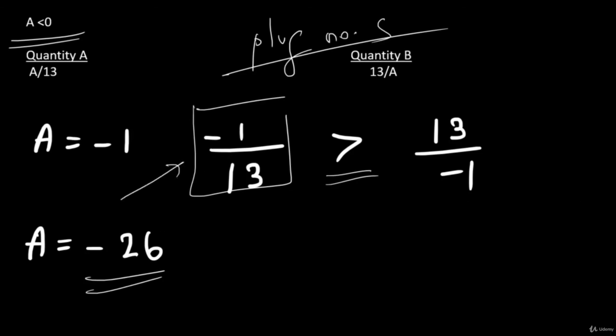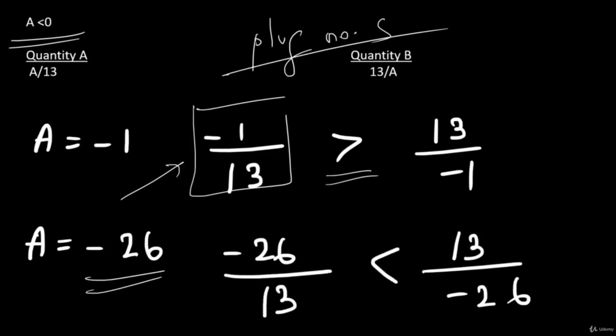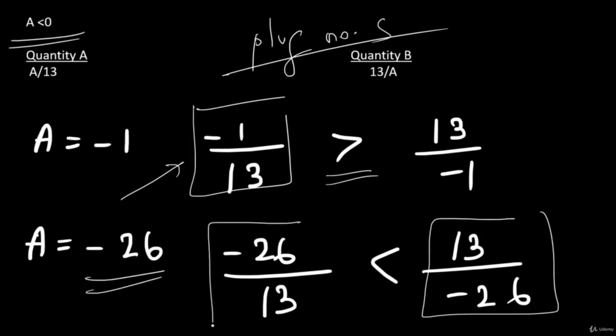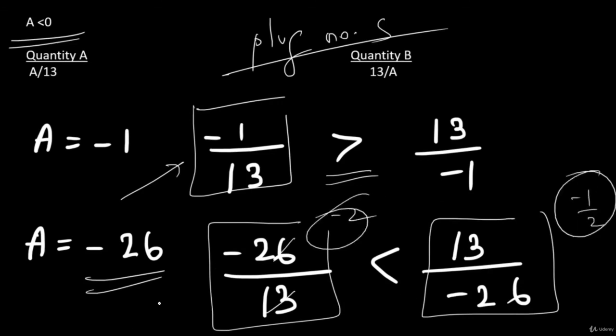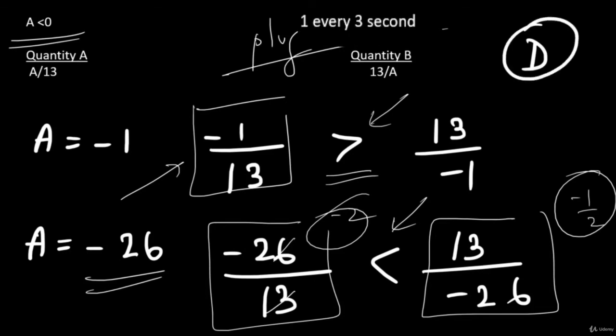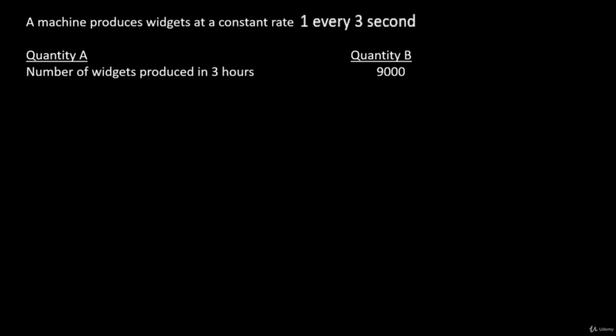Alright, now in this case, my quantity A is minus 26 by 13 and quantity B is 13 by minus 26, right? So clearly this one is greater than what we have over here, right? So this is minus 2 and this is minus 1 by 2, and minus 1 by 2 is greater than minus 2. So we have a scenario where the situation is reversing, and hence the correct answer to this question is option D. Let's do this question.